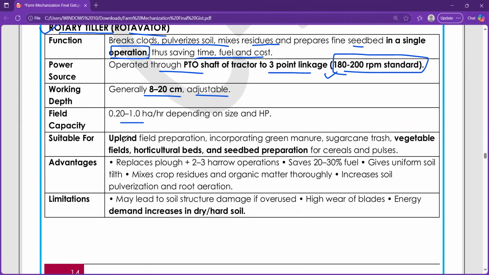Next, let's see the suitability of this equipment. They are generally suited for upland field preparation, incorporating green manure, sugarcane trash, vegetable fields, horticulture beds, and seedbed preparation for cereals and pulses. An advantage is that they replace the plough, and they can replace 2 to 3 harrow operations. They save 20 to 30% fuel, give uniform soil tilth, mix the crop residues and organic matter thoroughly, and increase soil pulverization and root aeration also.